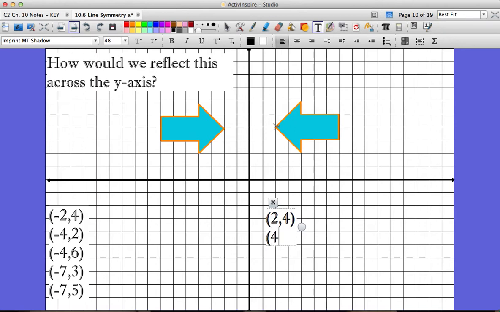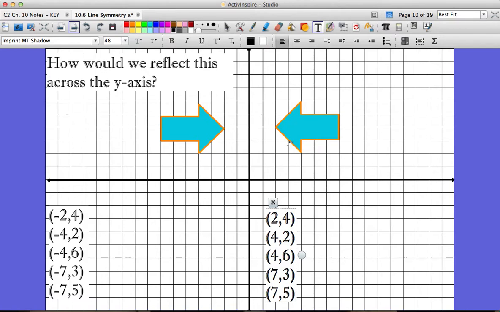Then I should have positive 4, positive 2, 2, 3, 4, 1, 2, positive 4, positive 6, positive 7, positive 3. Notice the y isn't changing, only the x. And then positive 7, positive 5.